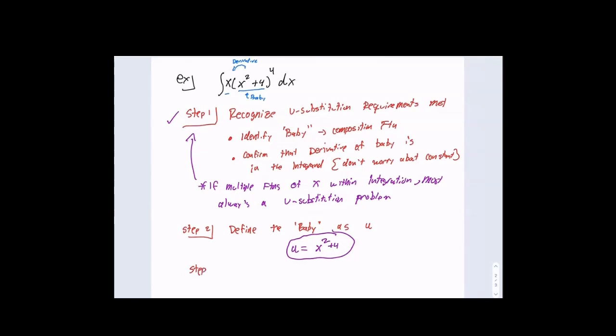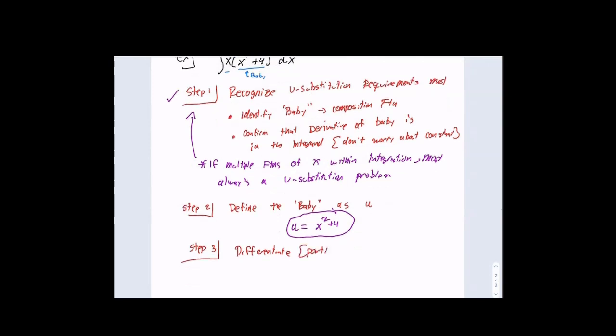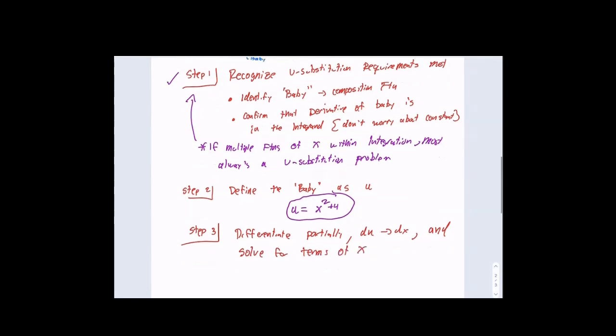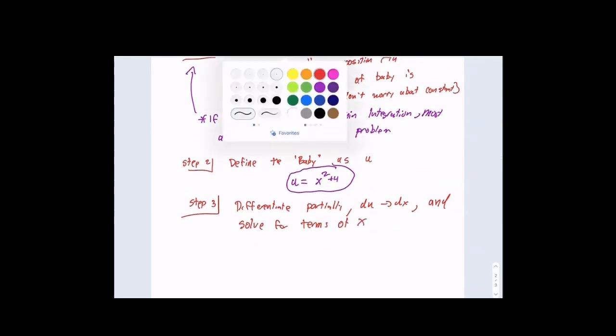Step 3. Differentiate partially, and I'll say what this partially means. Actually, I'll do differentiate partially and do a comma, du dx type of thing, and solve for terms of x. This one's a little bit weird in terms of the way I solve it, because this is where some people do it a little bit differently.